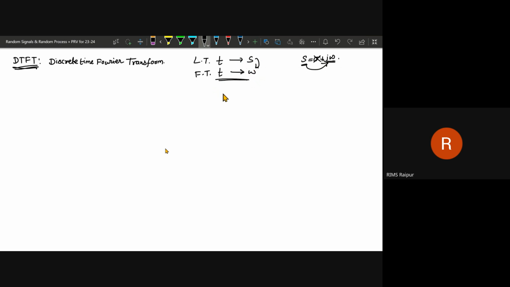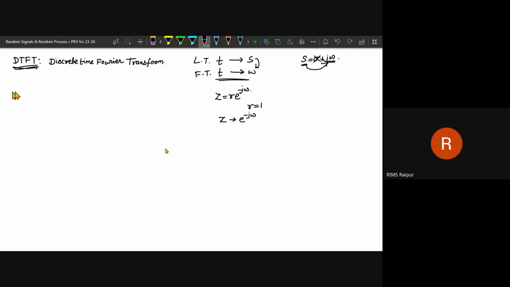In a similar way, Z is equal to R e raised to power minus j omega. So when you put R equal to 1 and replace Z with e raised to power minus j omega, that will be called the discrete time Fourier transform.